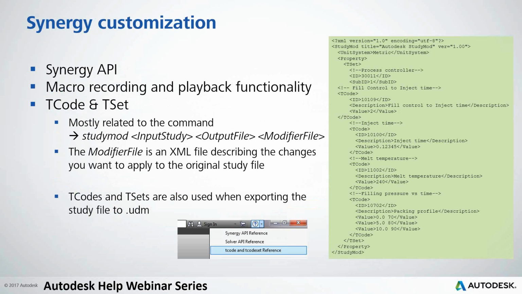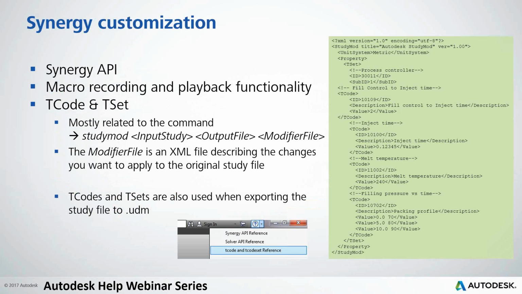We are asking the solver directly to start the simulation on a specific study file. There are other commands, and one of them is this study mode. What this study mode does is, we need to give one input study file, the name of an output study file, and a modifier file, which is an XML file. What this function will do is copy everything in the input study file into an output study file, and some of the settings will get overridden by the information provided in this modifier file in XML.